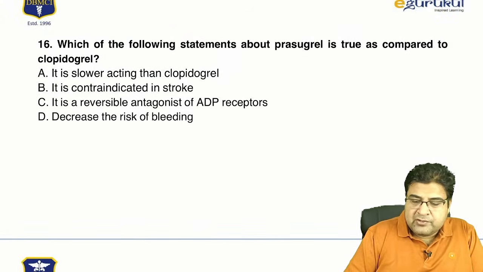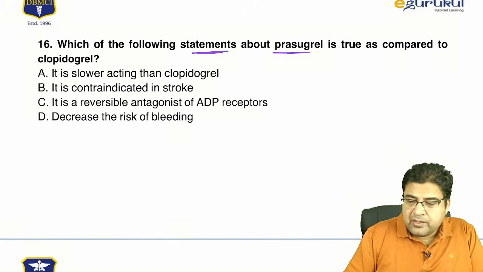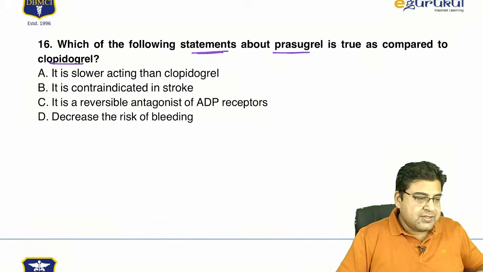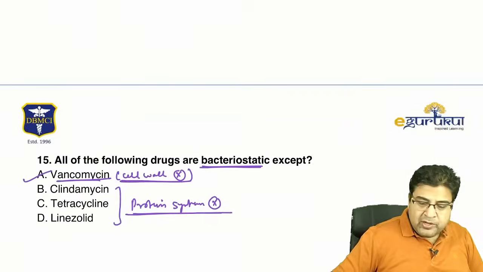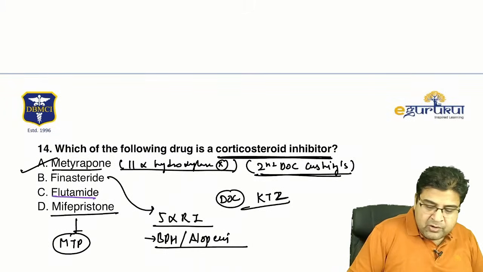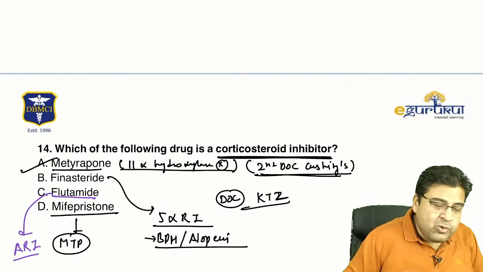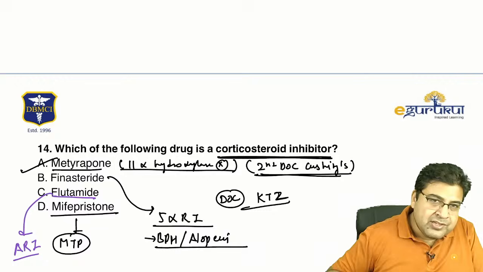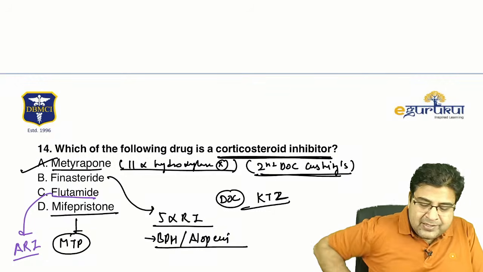which of the following statements about prasugrel is true as compared to clopidogrel? So guys, at that time prasugrel was viewed differently. Mobashri, flutamide. Flutamide is an androgen receptor antagonist. Any drug that ends with the word flutamide is an androgen receptor blocker, and these are anti-cancer drugs.